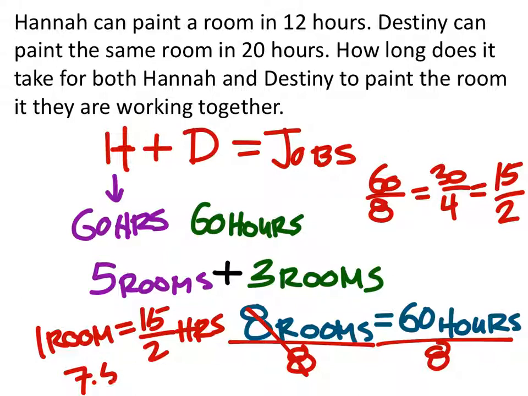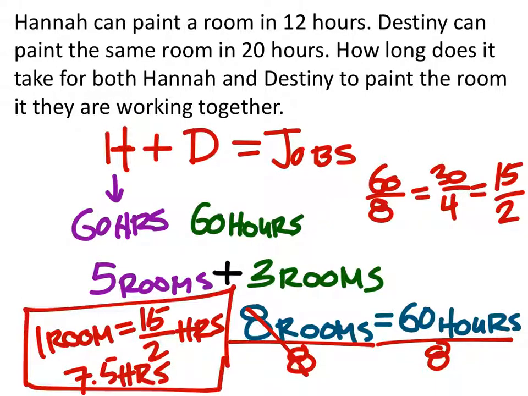Just looking back on that, I mean, that may have made no sense at all, and that's okay, because we have the equation to work with. But we do want to compare the same number of hours when we're looking at this, or if it was minutes and minutes, or even seconds. And we can see just individually, for the 60 hours, Hannah should be able to do 5 rooms, and Destiny can paint 3 rooms.